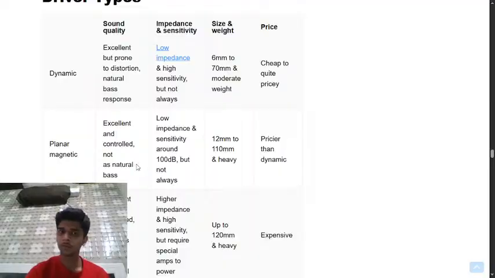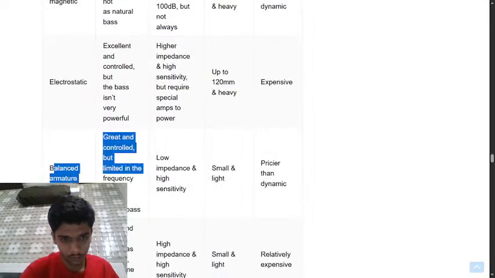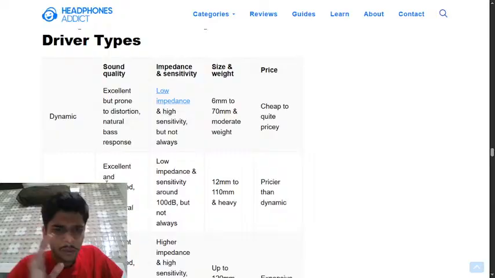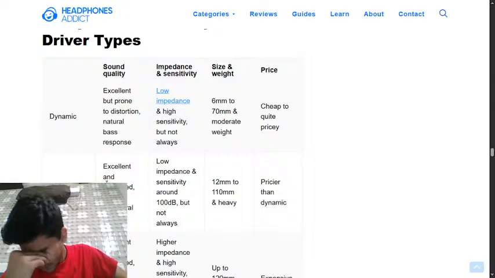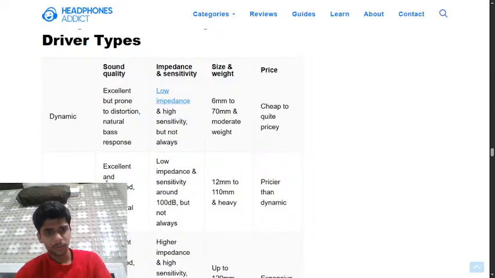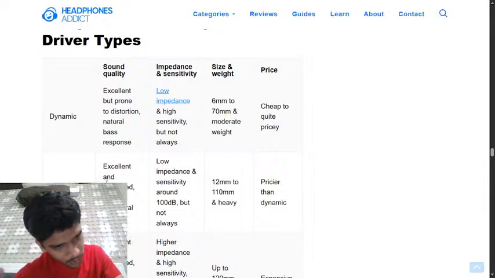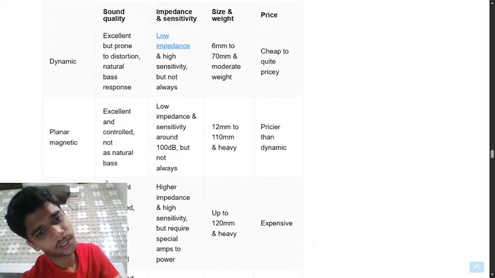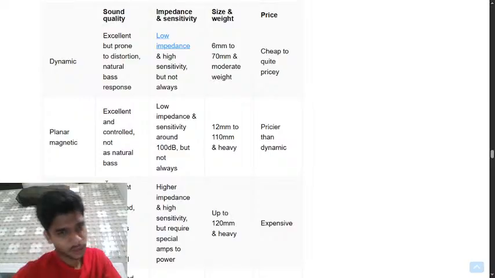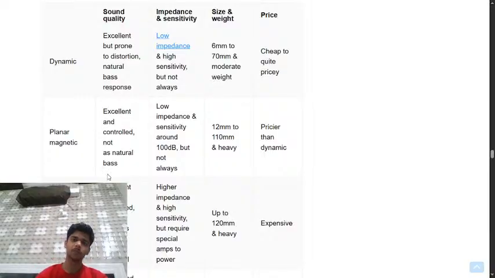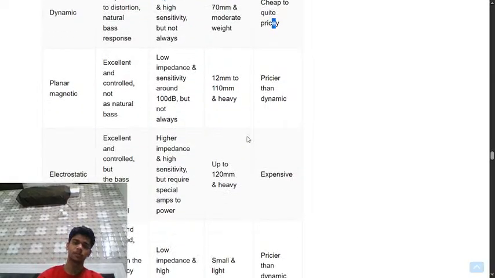Dynamic and balanced armature are the same type, you can say, because they provide good sound quality, but the main distinction is the natural bass and sensitivity. I think sensitivity is the same. Dynamic has an edge in the sensitivity part, and balanced armature is cheap to quite pricey, and pricier than dynamic.